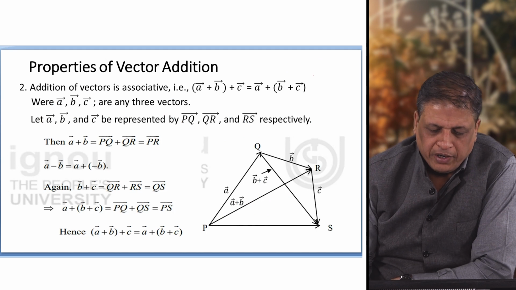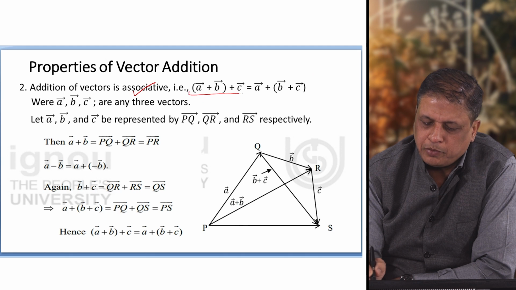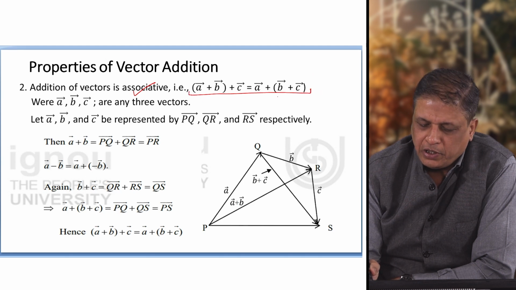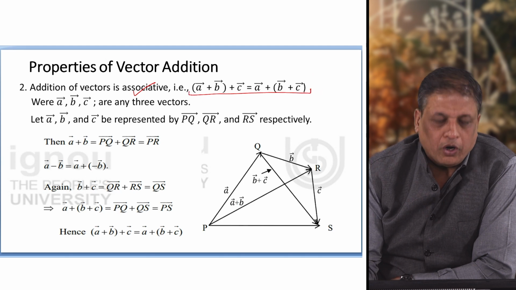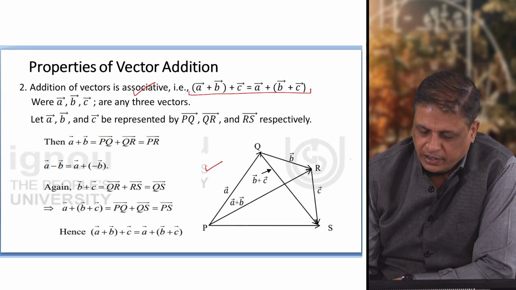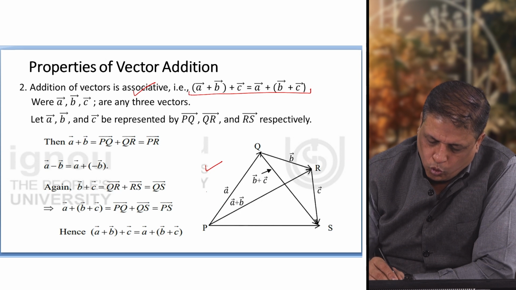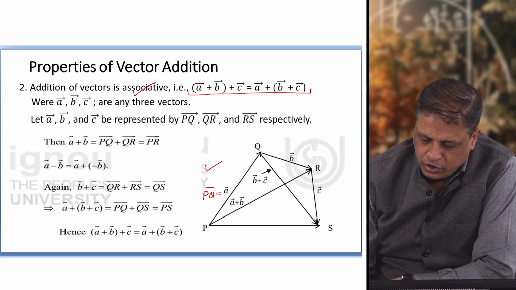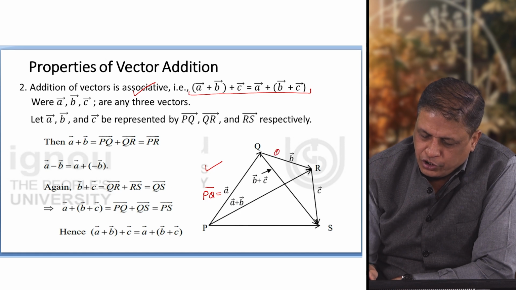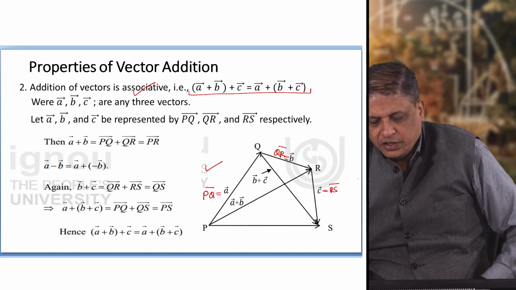Similarly, we have the associative property of addition of vectors, which says that (A + B) + C is equal to A + (B + C). In order to understand this property, have a look at this diagram, wherein vector PQ is equal to vector A, vector QR is equal to vector B, and vector RS is equal to vector C.